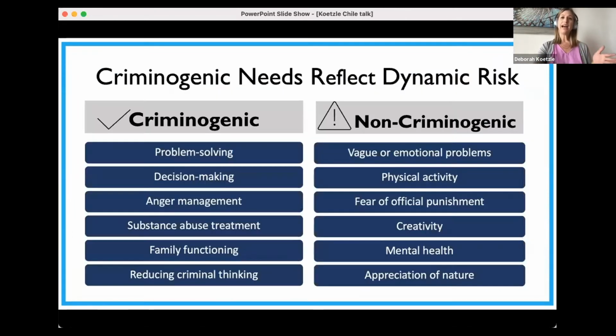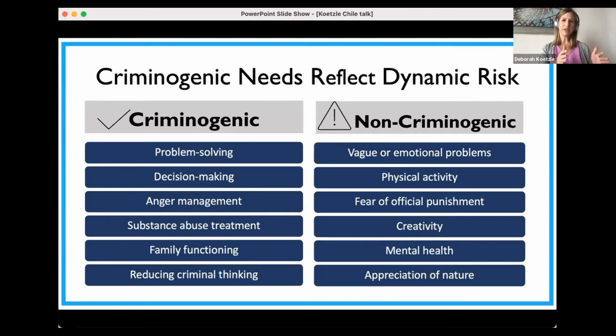And when we do that, we're reducing the likelihood, we're reducing the presence of those risk factors, which means reducing the likelihood of recidivism. Here we see some examples of criminogenic needs and what we call non-criminogenic needs. And so again, you see examples of criminogenic needs include things like improving problem-solving skills, anger management or emotional regulation skills, improving family functioning, reducing criminal thinking, changing those attitudes that are supportive of criminal behavior.